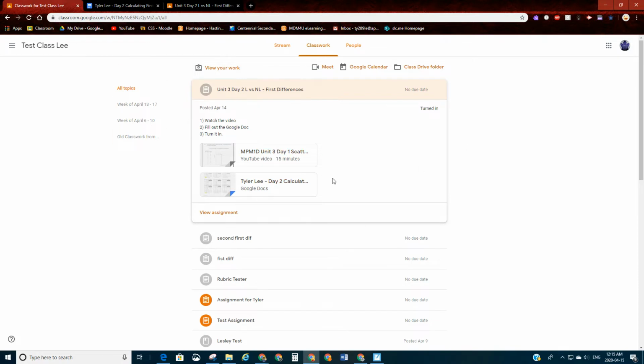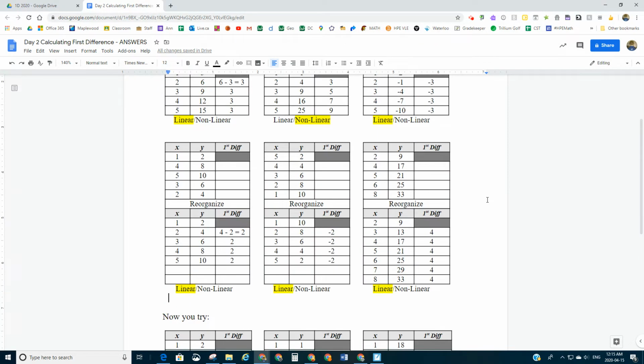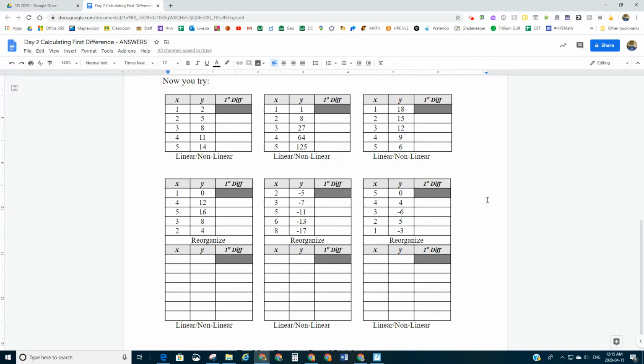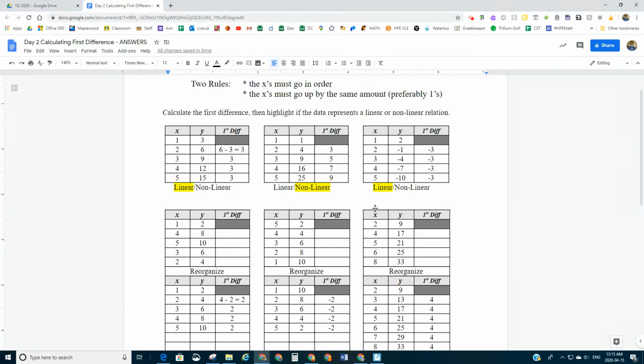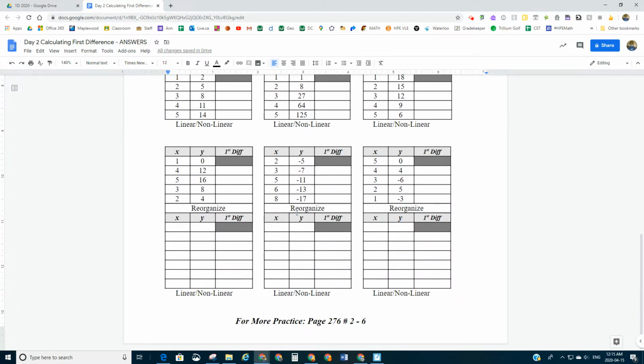Remember, this is our sample class. Okay, so you need to go to Google Classroom and finish the bottom half of this chart. Of course, you're going to have to fill in the top half, but we did that one together. But you're going to need to do the bottom half on your own and push submit, and then you're all done. If you'd like more practice, you can go into your textbook and try some more of this in calculating first differences.